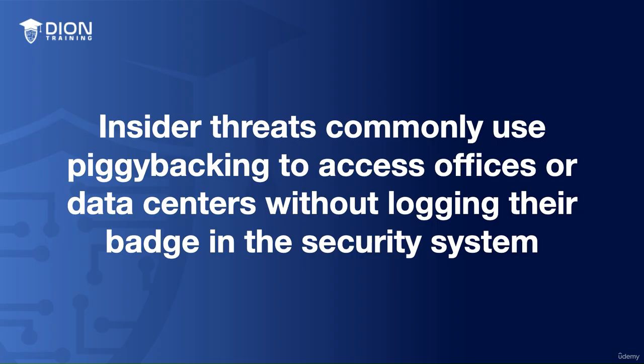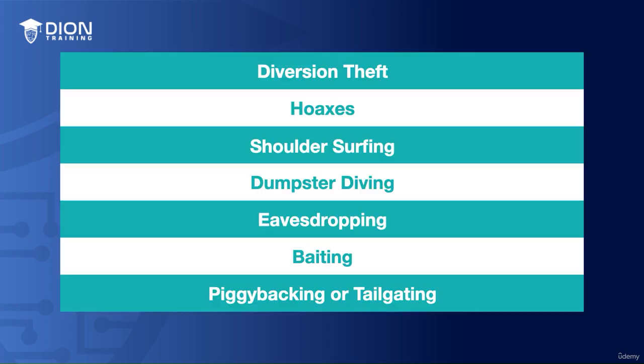Insider threats often use piggybacking to enter an office or data center without recording their access badge in the facility's security log. So remember, there are multiple different kinds of social engineering attacks, including diversion, theft, hoaxes, shoulder surfing, and dumpster diving, to eavesdropping, baiting, and piggybacking or tailgating.